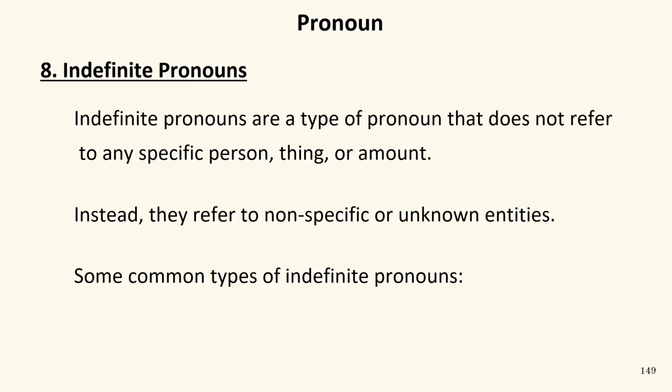Well, now we'll learn indefinite pronoun. This is another type of pronoun. This is very, very important again. Indefinite pronoun is used when the person is not definite whom we are talking about. Indefinite pronouns are a type of pronoun that does not refer to any specific person, thing, or amount. It can be any. Instead, they refer to non-specific or unknown entities.